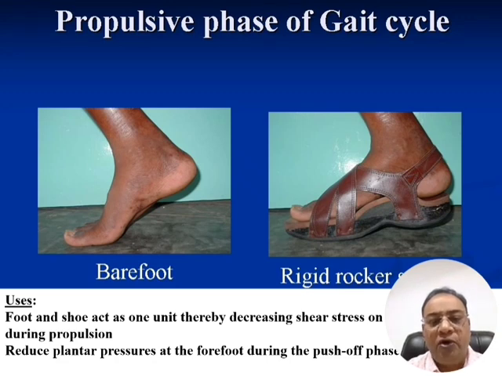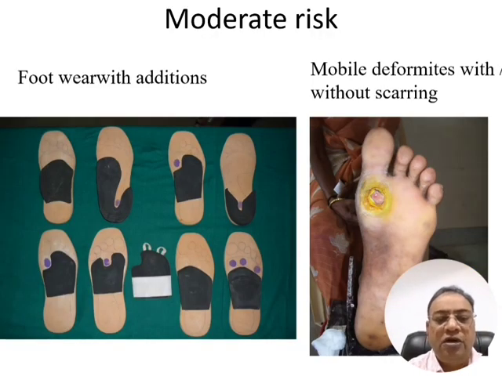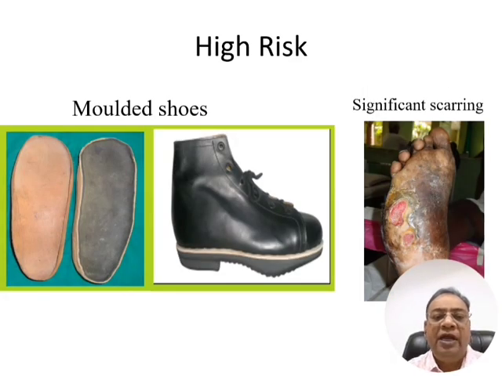While walking barefoot, the first metatarsal head touches the ground promptly, and pressure is concentrated there. After giving a rigid rocker insole, the plantar pressure at the forefoot during push-off is reduced by 30%. So these are other footwear or insoles we can directly modify and stick to the inner soles, and the foot can get offloaded.